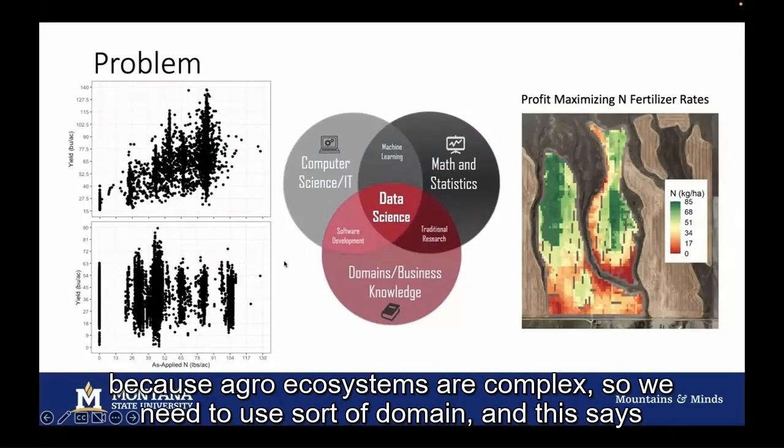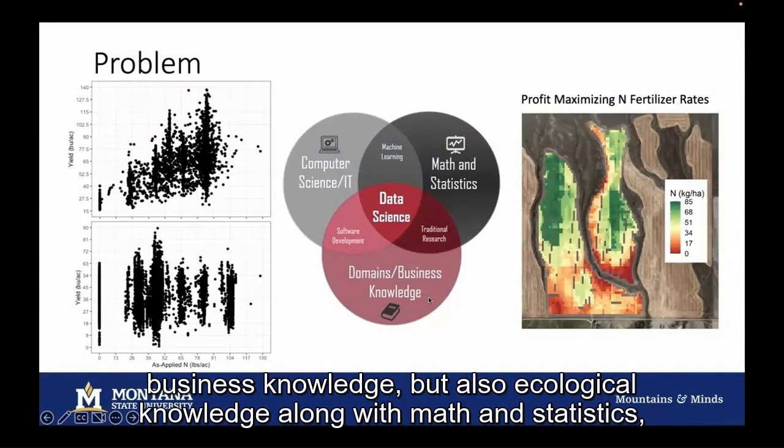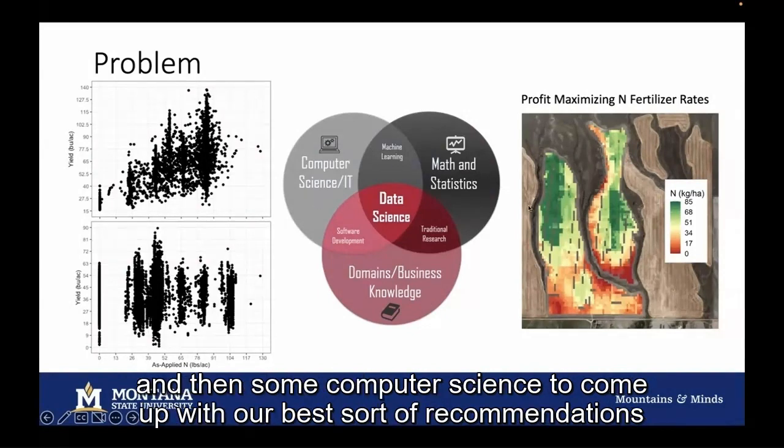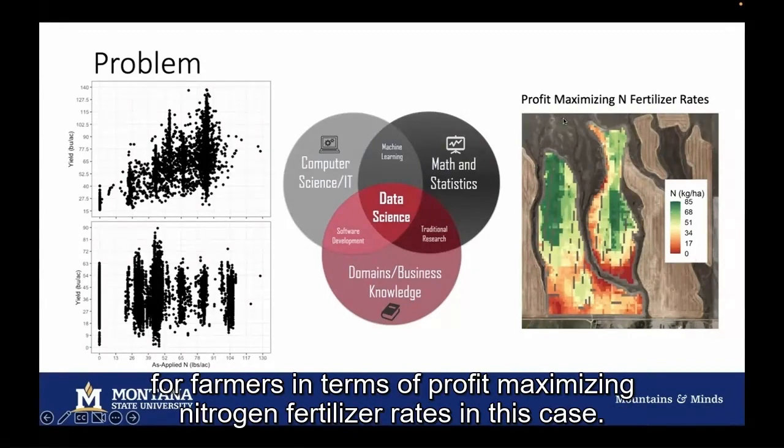That's because agroecosystems are complex. So we need to use domain knowledge, both business knowledge and ecological knowledge, along with math and statistics, and some computer science, to come up with our best recommendations for farmers in terms of profit maximizing nitrogen fertilizer rates in this case.